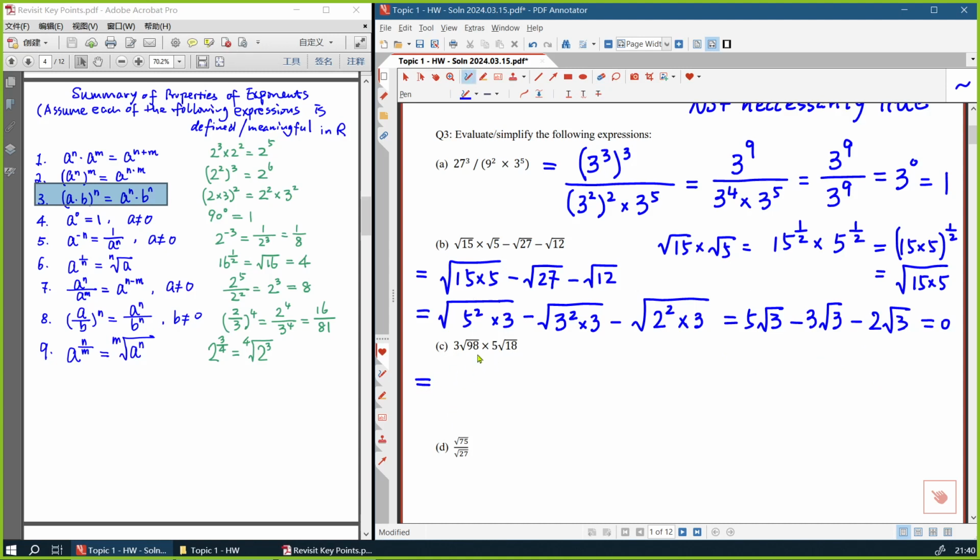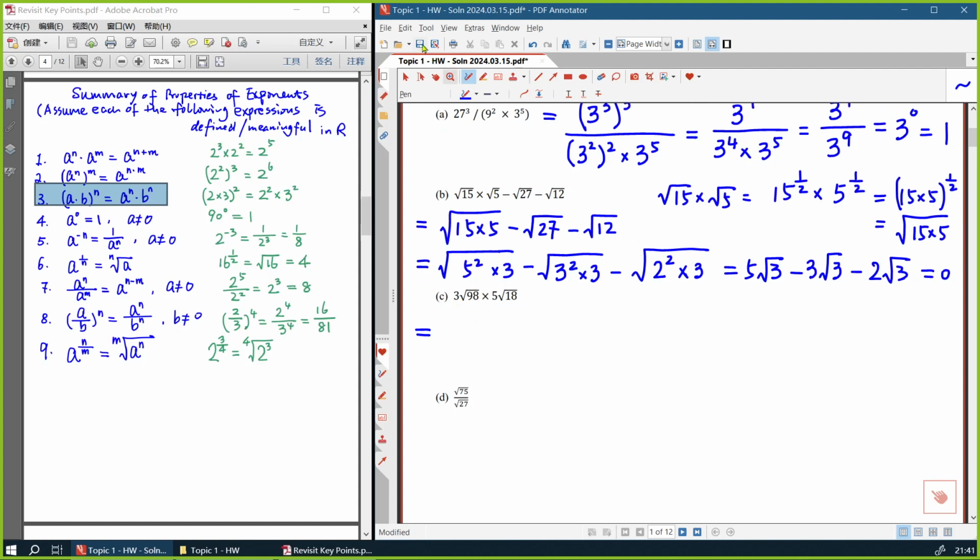Again, try to simplify these two numbers under the square root symbol. So can you find any perfect square number here? So the first one will give you 98 is actually 49 times 2, right? Times 5 times 18 is actually 9 by 2, right? So can you simplify that?